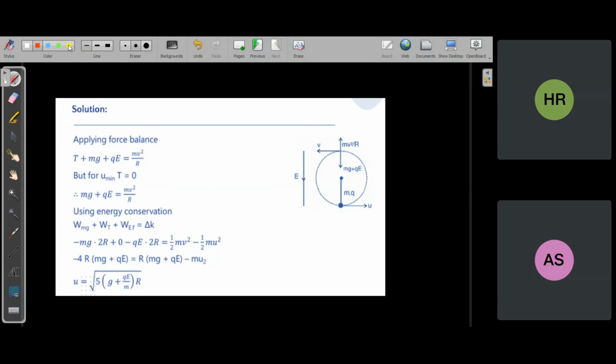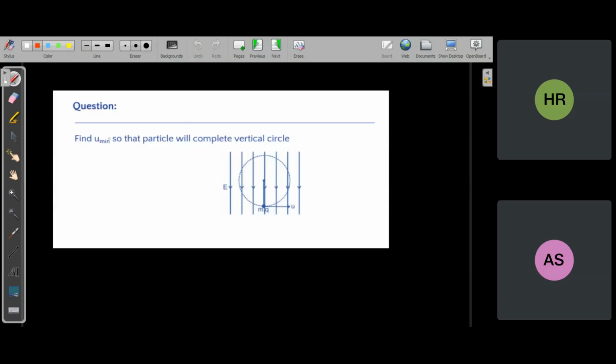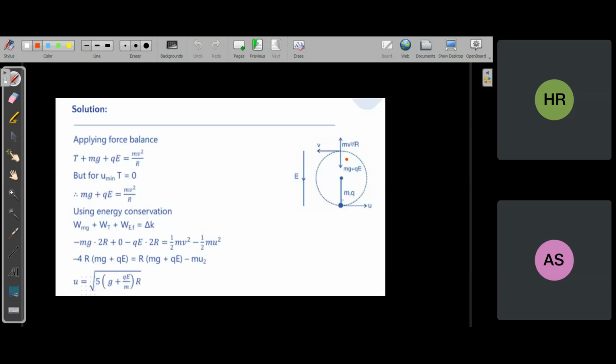Are you getting? Sir, even if tension is there, mg can also provide the centripetal force, no sir? Yes, but then we have to find the minimum u. For the minimum velocity case, you are giving the minimum possible velocity so that it completes the circle. So it should slow down, slow down, slow down. Here its velocity will become minimum.